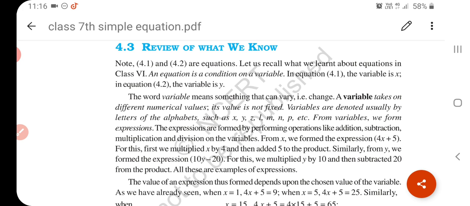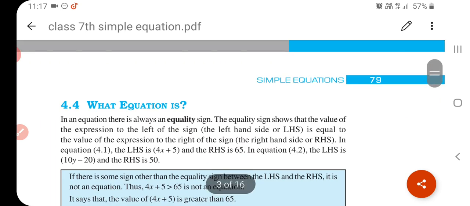When we talk about equation, I told you there is one LHS and one RHS. It's like a weighing machine. You know what a balance weighing machine is. Here also two sides are there, LHS and RHS, and in between LHS and RHS there is an equal to sign. Now if we talk about how to solve the equation, then our first method is trial and error method.